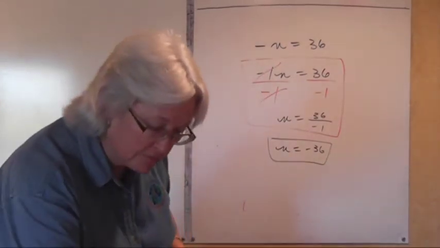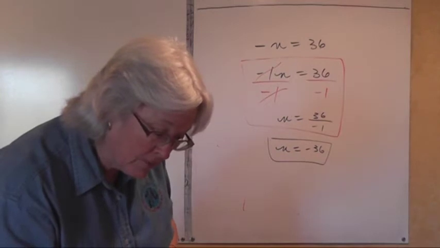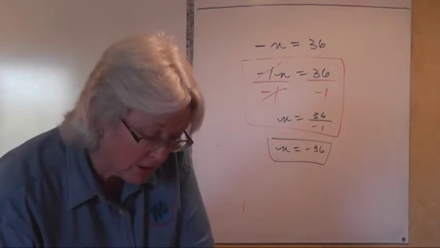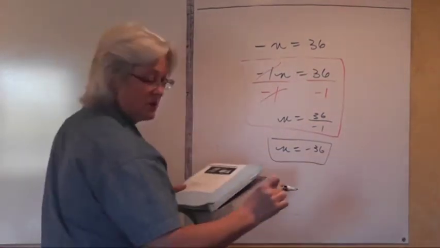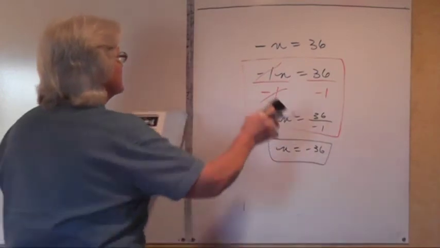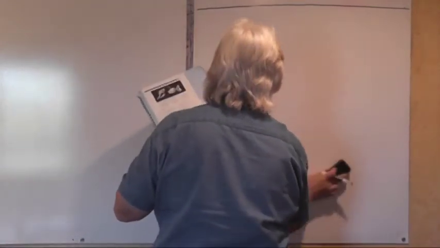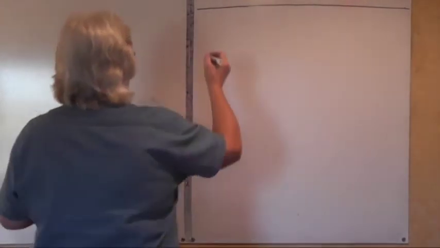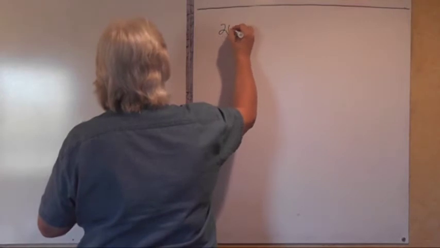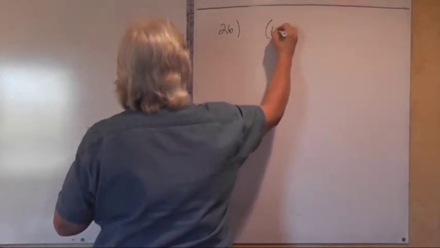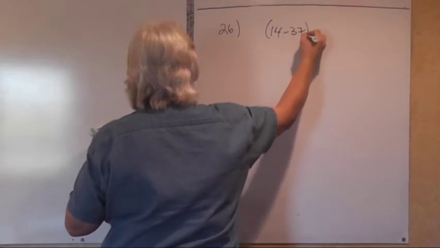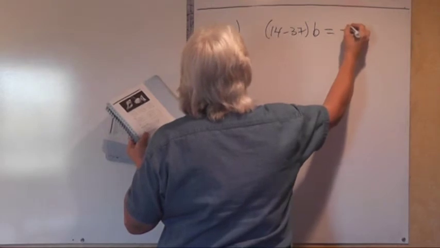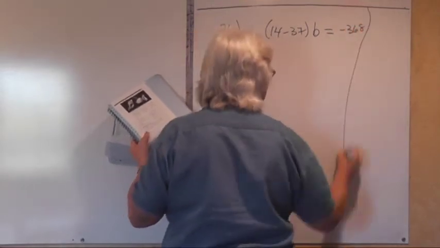Let me go ahead and pick just one problem here. Let me pick one that's a little bit bigger. Not hard at all. I guess it would help if I erased this. This would be number 26, and I have 14 minus 37 times b is equal to negative 368. And over there is my work.